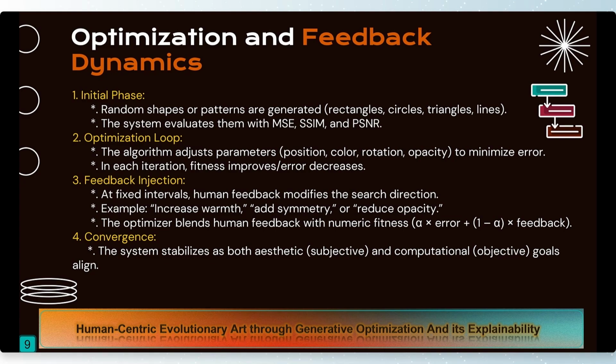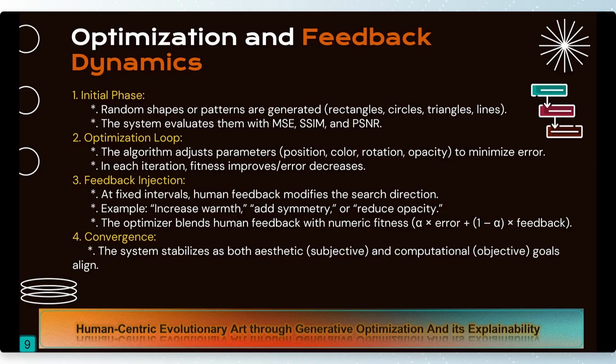So feedback dynamics is as follows. We have the initial phase, in which random shapes or patterns are generated. It could be a rectangle, circle, triangle, polygon, or anything else. The system evaluates them with MSE, SSIM, and PSNR. We have the optimization loop. The algorithm adjusts parameters like position, color, rotation, opacity to minimize the error. In each iteration, fitness improves. That means the error decreases.